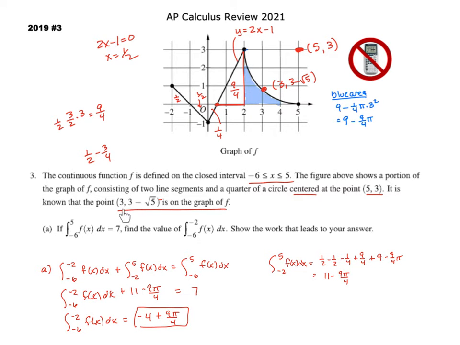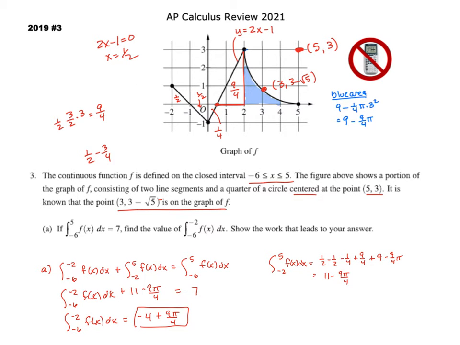It is known that the point (3, 3 minus radical 5) is on the graph of f, so that point there is (3, 3 minus radical 5). All right, in part A, if the integral from -6 to 5 of f of x dx is 7, find the value of the integral from -6 to -2, the part you can't see.